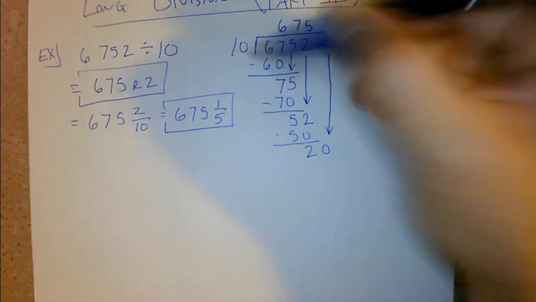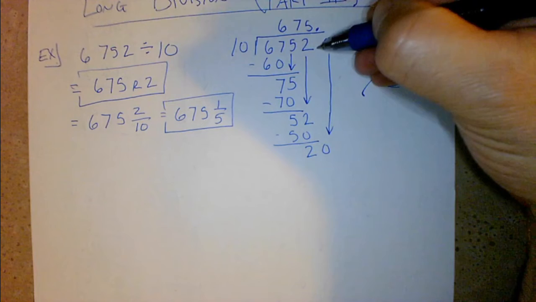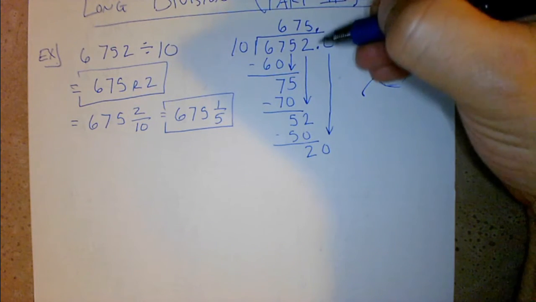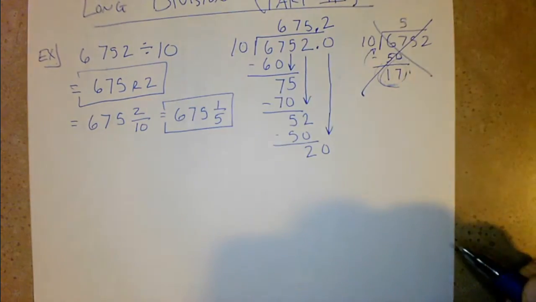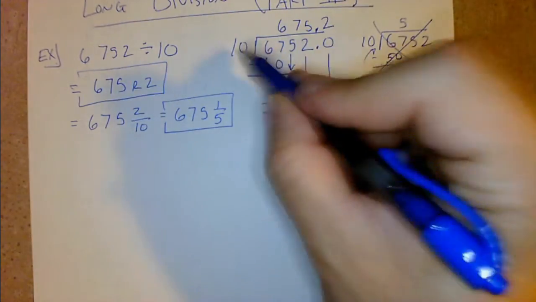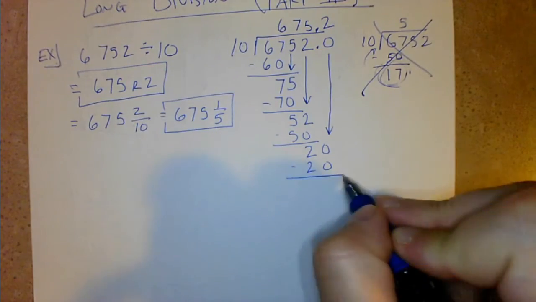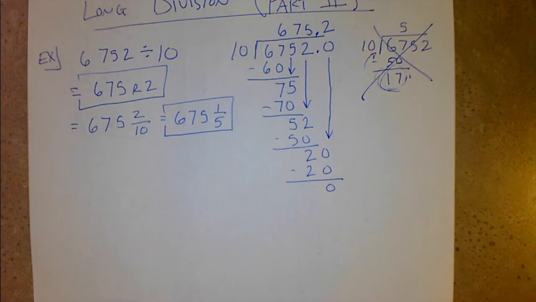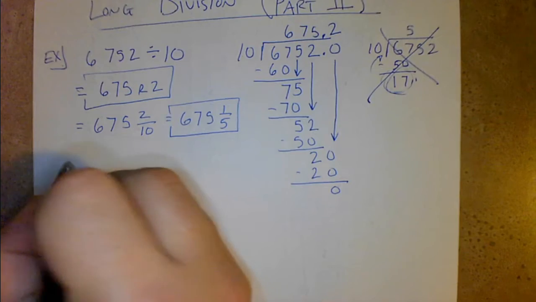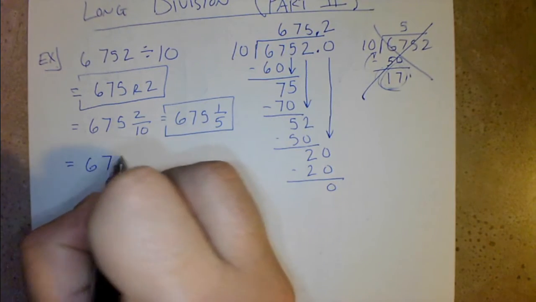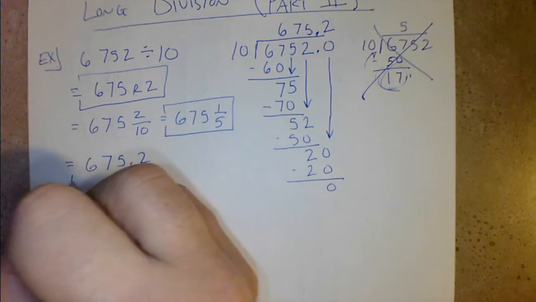How many times does 10 go into 20? So I put a decimal point right up above this decimal point right here. 10 goes into 20 twice. And now I'm done because 2 times 10 is 20. And I subtract those. I have nothing left, no remainders, and so my decimal has terminated. And so I get 675.2.